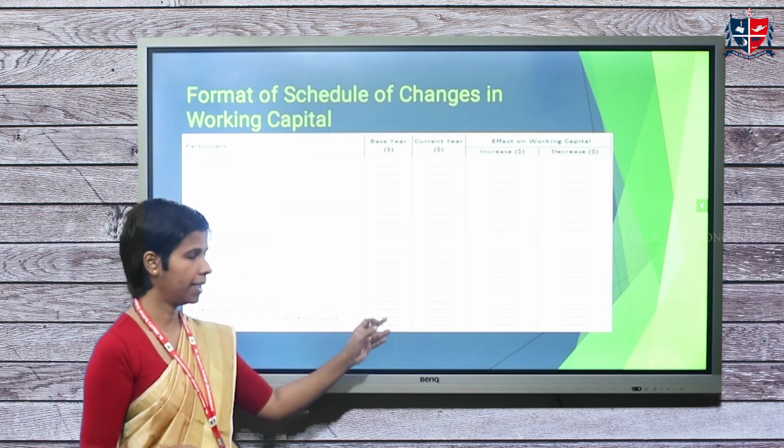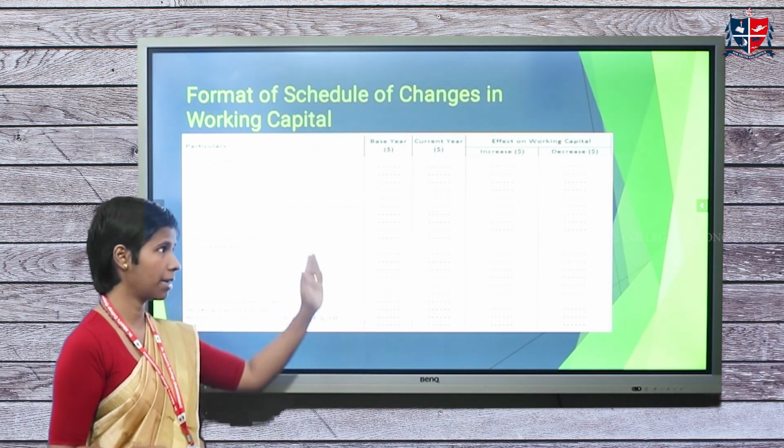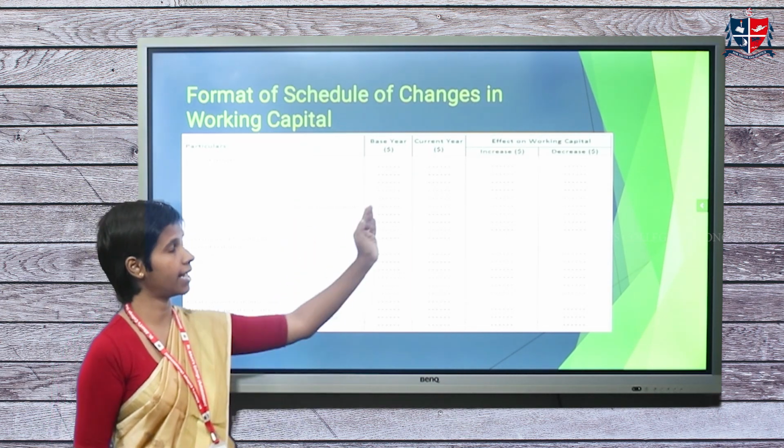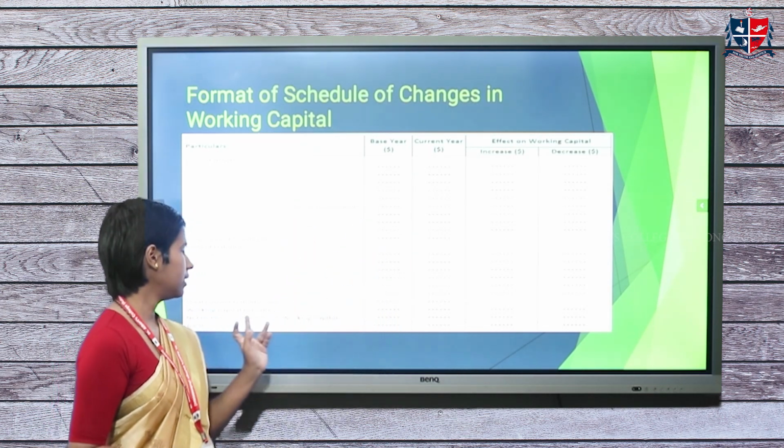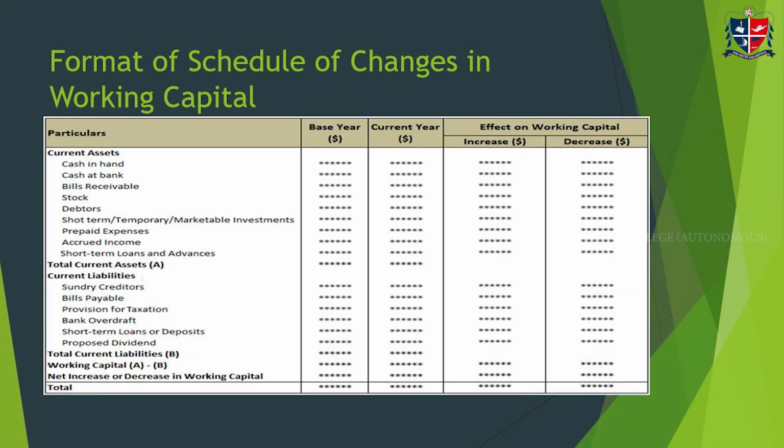Then we have to compare the current assets and current liabilities of the previous year and current year columns, and then write down the working capital. How will we obtain the working capital of the previous year? By deducting the current liabilities figure from the total current assets, we will get the working capital of the previous year.